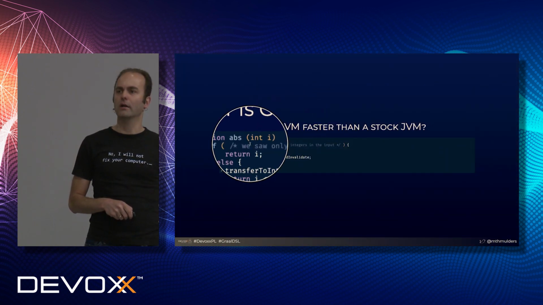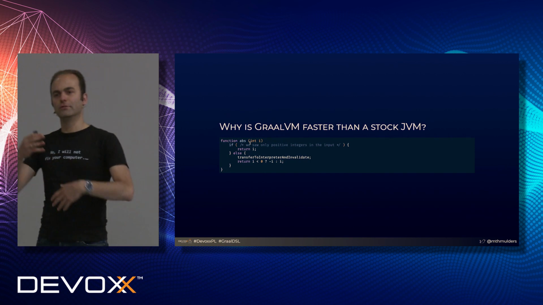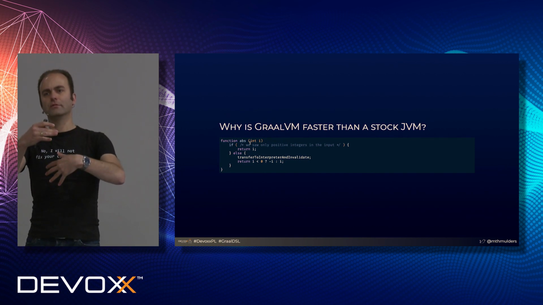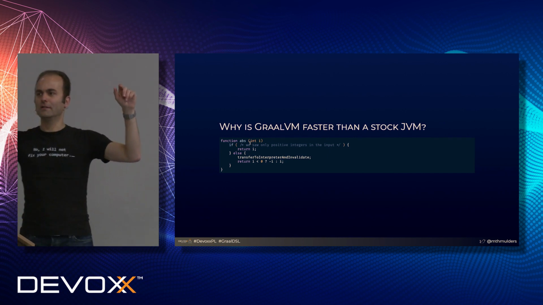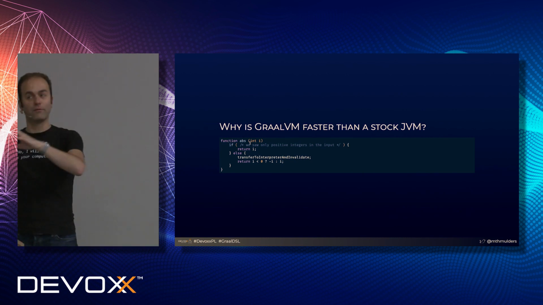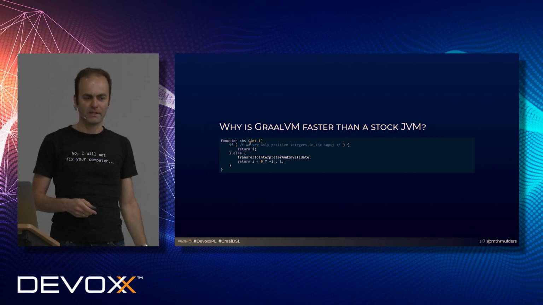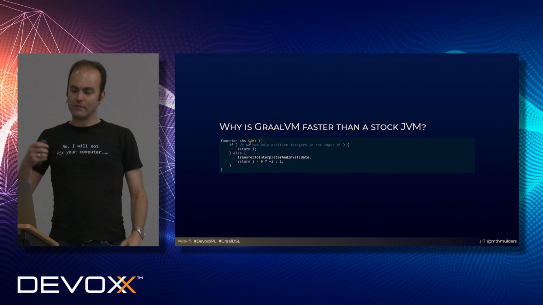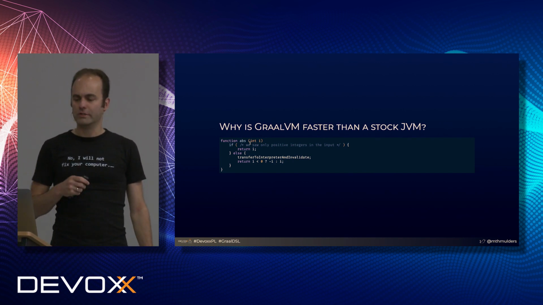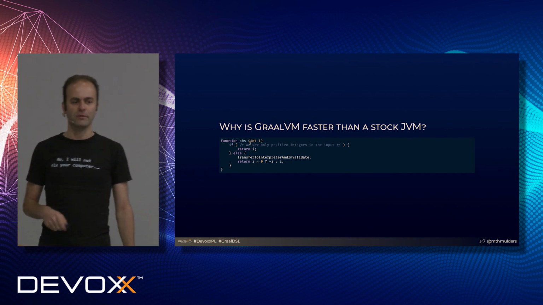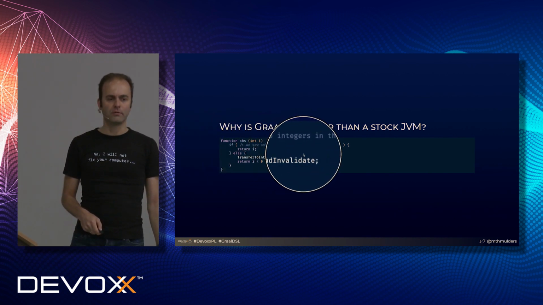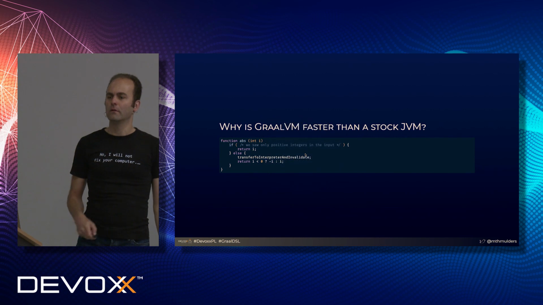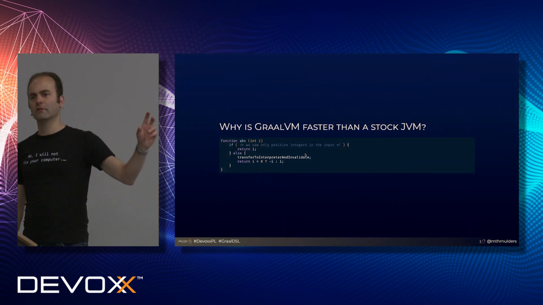We just return I. We don't need to do the negating the value because, yeah, you know, this is what you could say, this is highly optimized code. It does a few assumptions, but then it can run faster because it doesn't have to do complexer stuff. But in case we find one value which is not a positive integer, we invoke transfer to interpreter and invalidate.